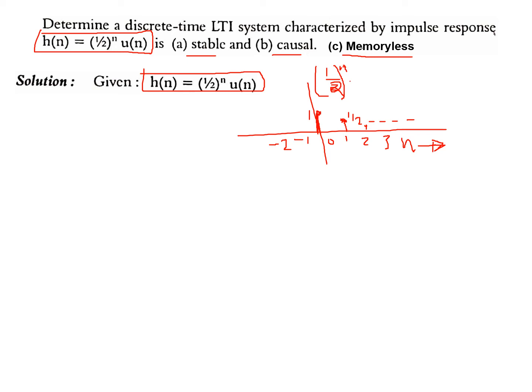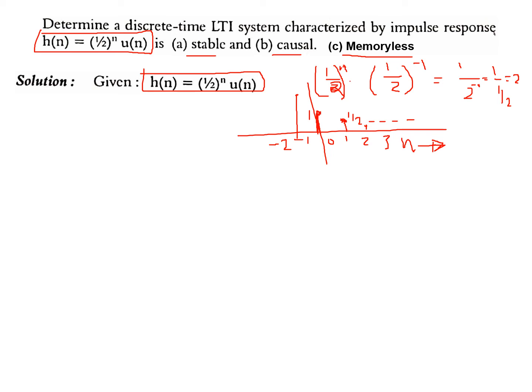That is, if I put n equals minus 1, what is the signal value? It is 1 divided by 2 to the power of 1, which is 1 by half, nothing but 2. So at minus 1, the signal is 2. See, it is always doubling.